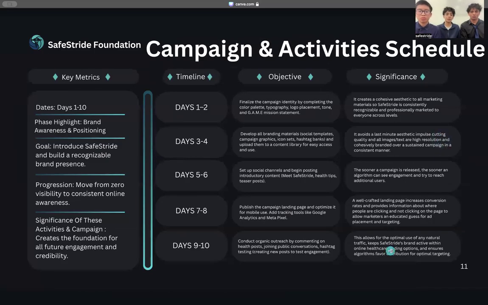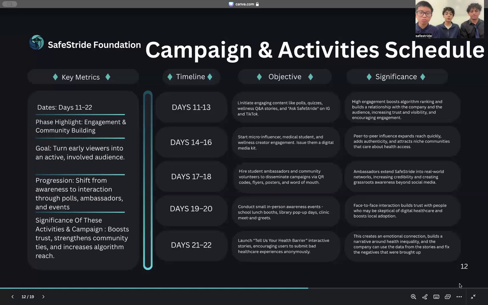Campaign and activity schedules. Days 1 through 10 highlight brand awareness as well as positioning. Our goal through days 1 through 10 is to introduce SafeStride and build a recognizable brand presence. We plan to move from zero visibility online to consistent online awareness. The significance of days 1 through 10 is to create a foundation for all future engagement and credibility. Days 1 through 10 can be seen as the most impactful. As we're just starting off, we're trying to make sure our brand is the most impactful and well seen.